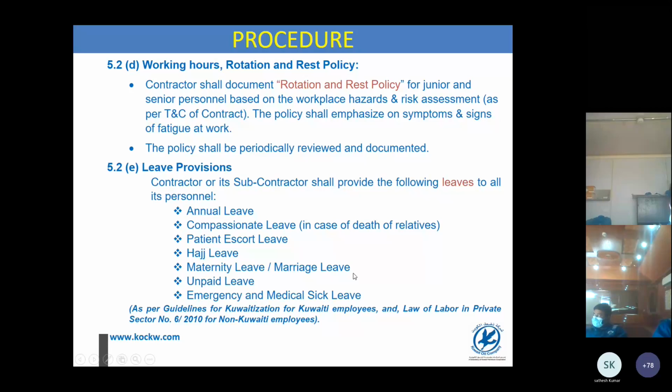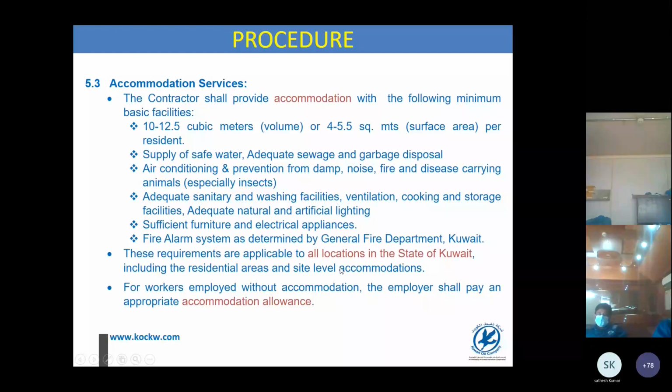The leave provisions like annual leave, compassionate leave, patient escort leave, Hajj leave, maternity leave for the women employees, marriage leave for the women employees, as well as unpaid leave, emergency and medical sick leave. All these are the leave provisions. And I'm now showing you slide 5.3, accommodation services. There is a specific volume for each employee mentioned here. And we are also doing the verification of these requirements during our inspections and verifications by our inspection engineers as well as the field supervisors. So that also we are doing.